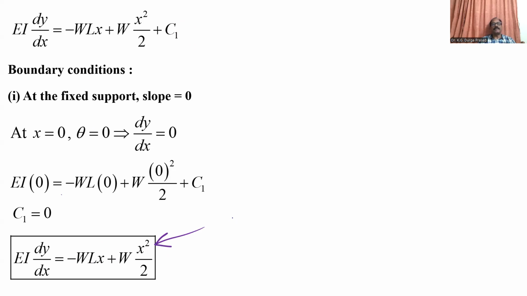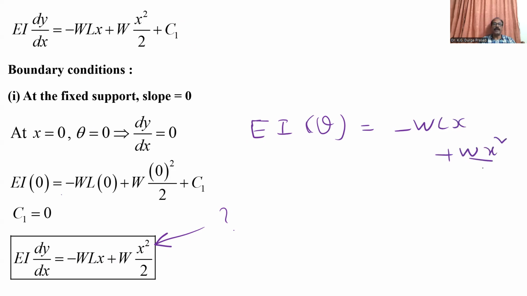So what is the use of this equation? That is very important. For your understanding, let me represent EI into theta, because dy by dx is the slope, equal to minus WLX plus WX square by 2. So here, what are the variables? Theta and x. So theta varies with x. What is the meaning of x? X is the distance we are measuring from the fixed support of the cantilever beam. So if x changes, theta changes. That means it is the general equation for the slope, to find the slope of the cantilever beam at any distance from the fixed support, right?